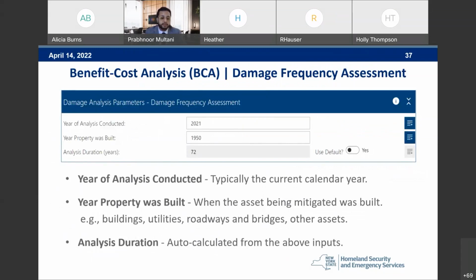Damage frequency assessment. So for this section, it's years of analysis conducted. So typically the current calendar year. So if you went into the toolkit today, right now, the year of analysis conducted would say 2022. Right below that, year property was built. This is going to be when the asset being mitigated was built. And then right below that, analysis duration. This is auto-calculated from subtracting the above inputs. So if the year of analysis conducted minus the year property was built, that's going to be your analysis duration. Next slide, please.